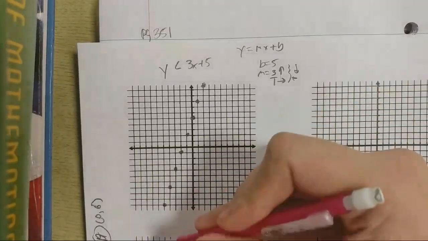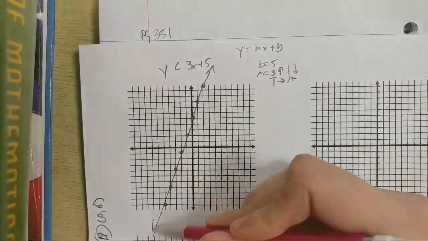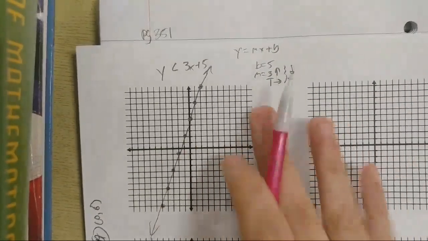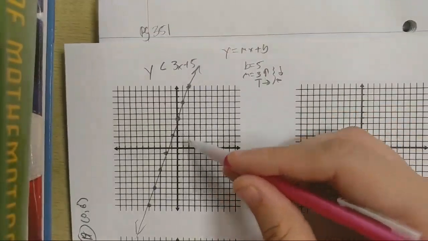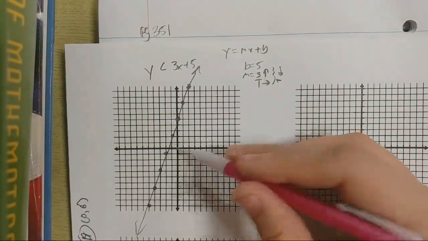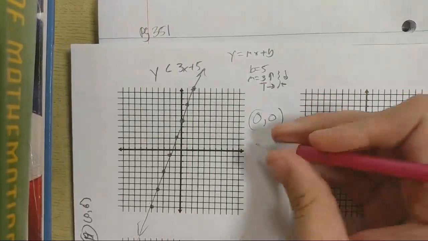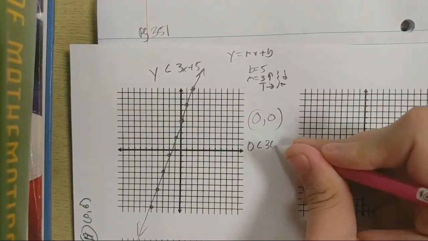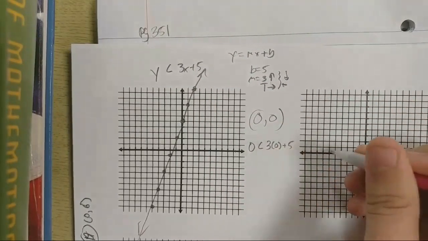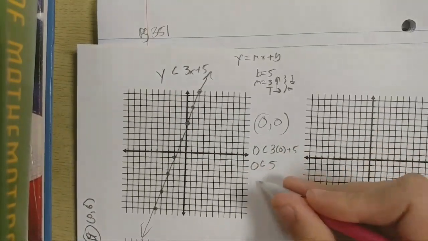Okay. Now I'm going to connect the dots. Nice straight line. Now here's the thing that makes it an inequality. We have to plug in and test: is 0, 0 a solution? So we're going to plug in 0, 0. So y here is 0 is less than or equal to 3 times 0 plus 5. Well, 0 is less than 5. Is that true? That's a yes.